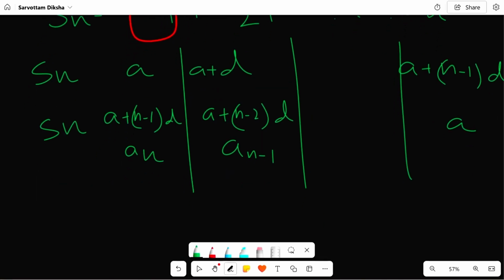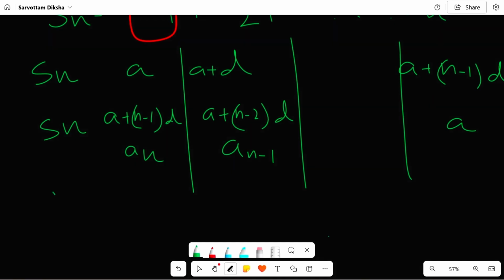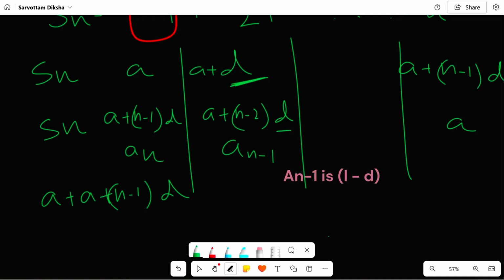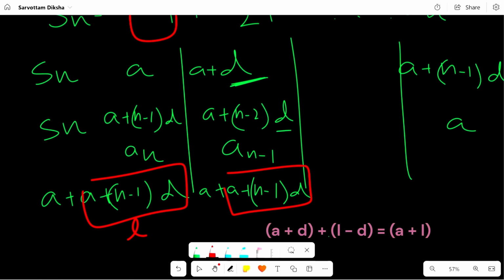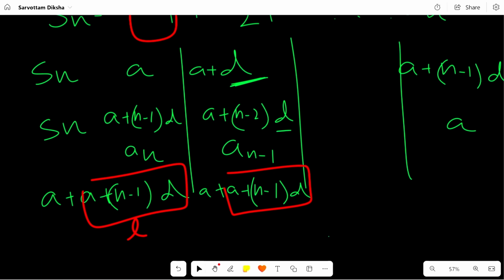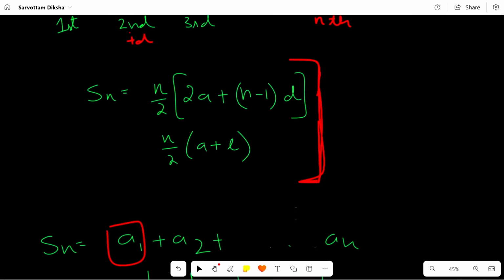Just see what is happening now in every pair. If I add, I am adding the first term and the last term, right? Here also, one D is more because it's the second term, and one D is less because it's the second last term. So the sum of every pair is the same, which is the first and last term. This is nothing but the last term, which we also represent by L. So that's why, in my formula, I am adding n such pairs.